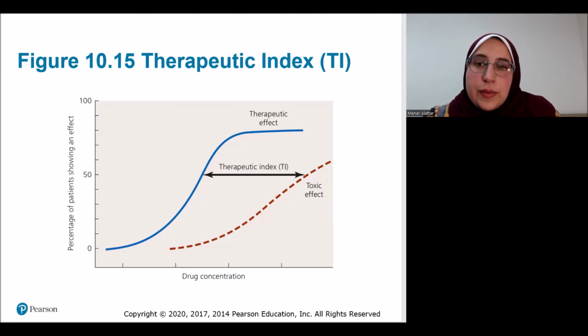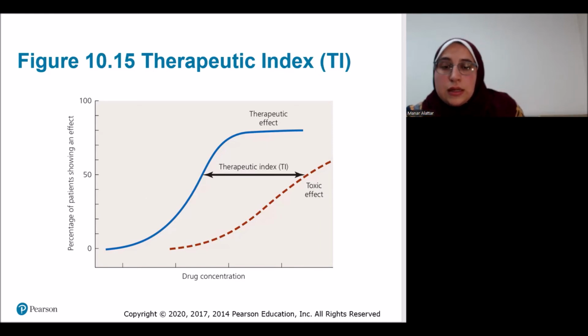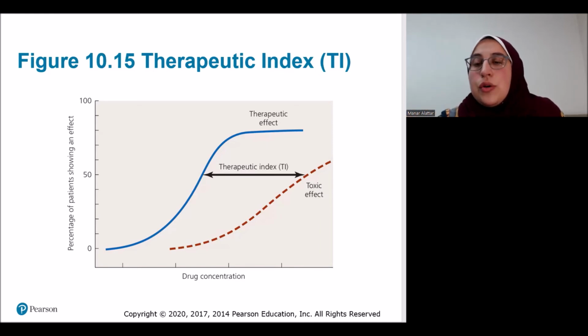Because you want to prevent side effects. You want to prevent if somebody is allergic to a drug, so on and so forth. Okay? So antibiotic use is essential because it allows us to control microorganisms that are pathogenic in our bodies.